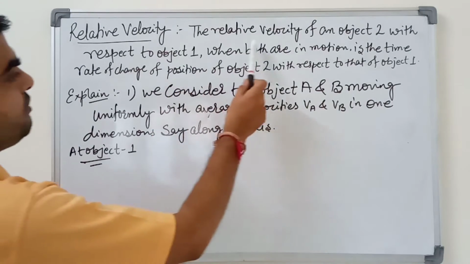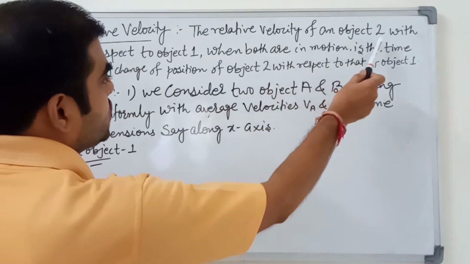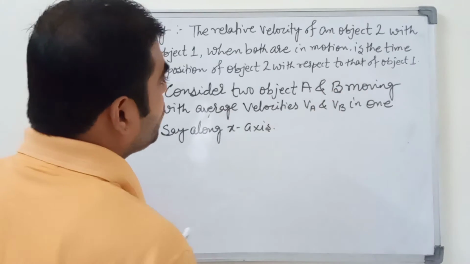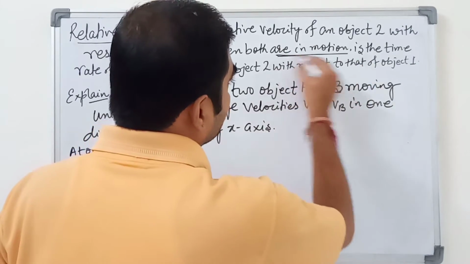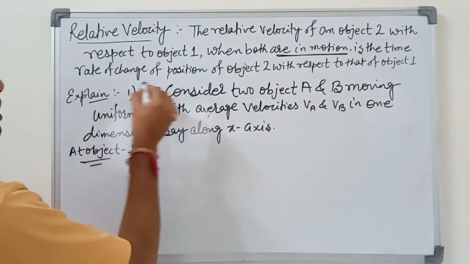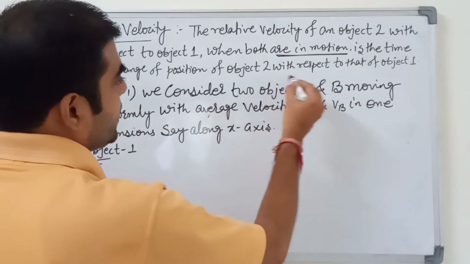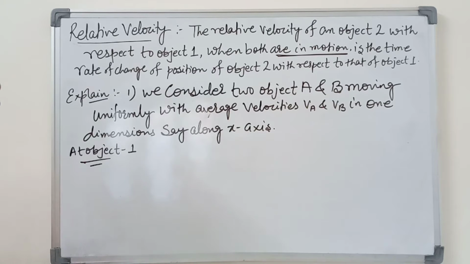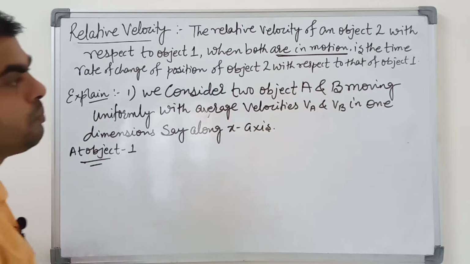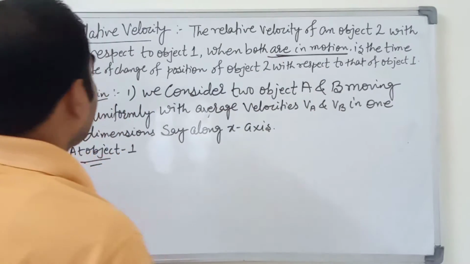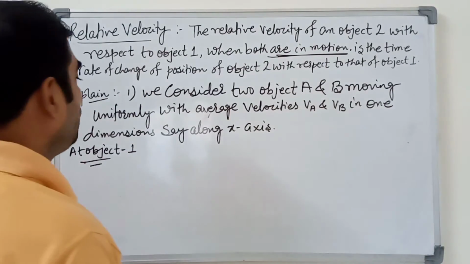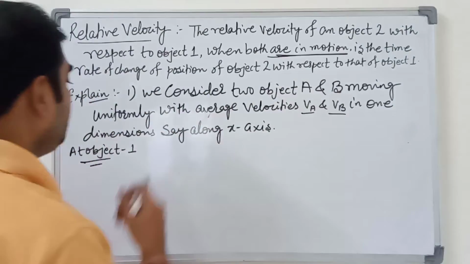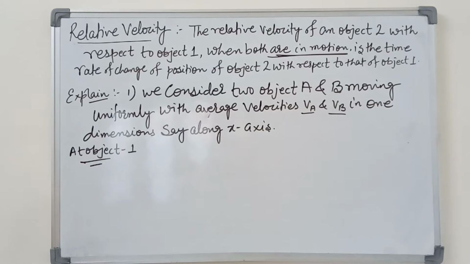It is called the relative velocity of object 2 with respect to object 1 when both are in motion: the time rate of change of position of object 2 with respect to object 1. It means moving 2 with respect to 1 and 1 with respect to 2; both are in motion. Explain. We consider two objects A and B moving uniformly with average velocities vA and vB in the same dimension, say along the x axis.